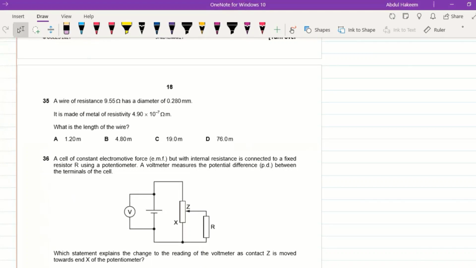Number 35: a bar of resistance 9.55 ohm has a diameter of 0.820 millimeter. It is made of a material of resistivity 4.90 times 10 power minus 7 ohm meter. What is the length of the wire? So the formula is R is equal to rho L over A. So resistance multiplied by area divided by rho is the length. Resistance is given as 9.55 and the area is pi by 4 diameter squared.